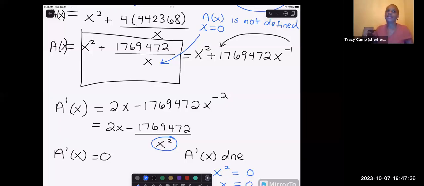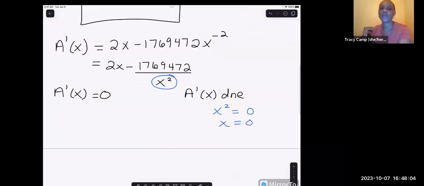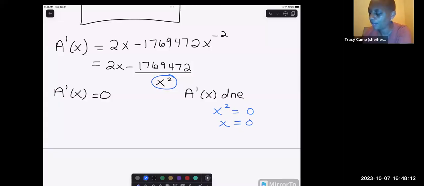And again, if you think back, in these problems your variables represent something. In this case, x represented the length of the side of the square, right? x was the side of the square. So it can't be 0. You can't make a box without a side, right? So x can't be 0. It wouldn't make sense. So that's why they're saying just worry about finding out when the derivative is equal to 0.